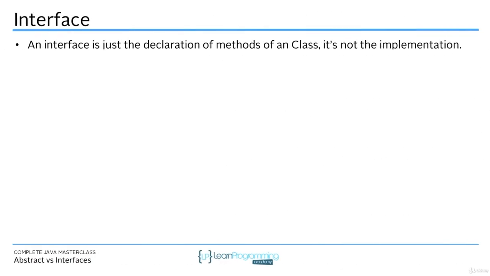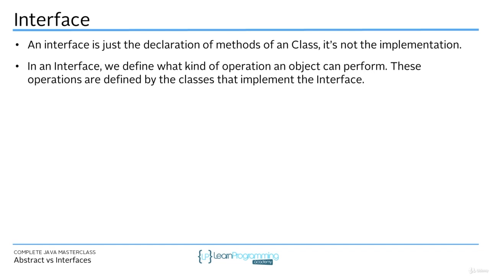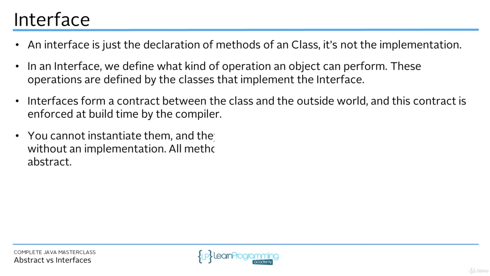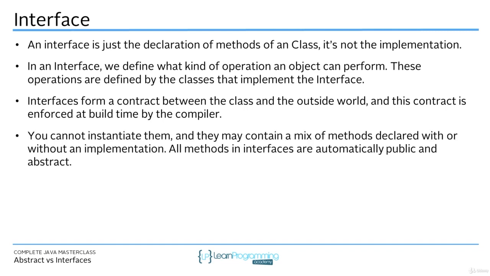All right, interfaces. So an interface is just the declaration of methods of a class. It's not the implementation. Now, in an interface, we define what kind of operation an object can perform. Now, these operations are defined by the classes that implement the interface. So interfaces form a contract between the class and the outside world, and this contract is enforced at build time by the Java compiler. Now you cannot instantiate interfaces, and they may contain a mix of methods declared with or without an implementation. Now all methods in interfaces are automatically public and abstract. Now an interface can extend another interface.